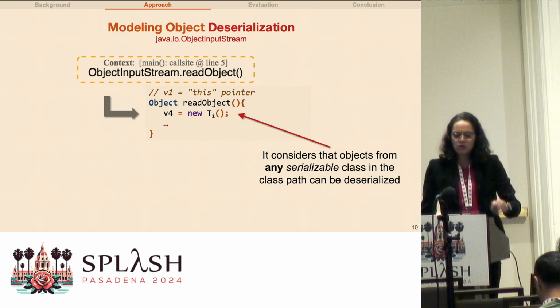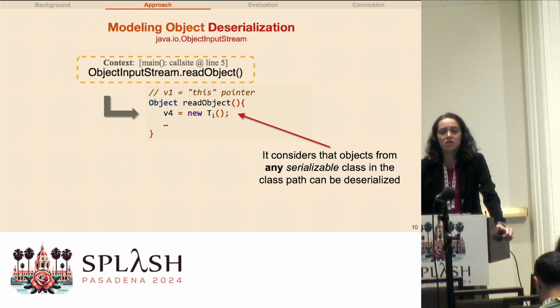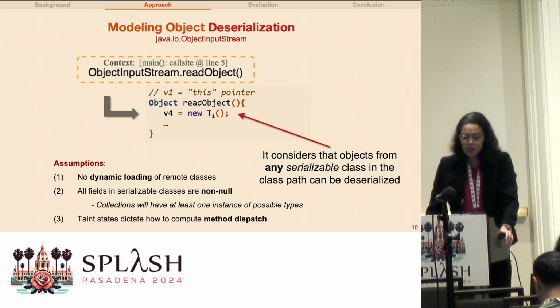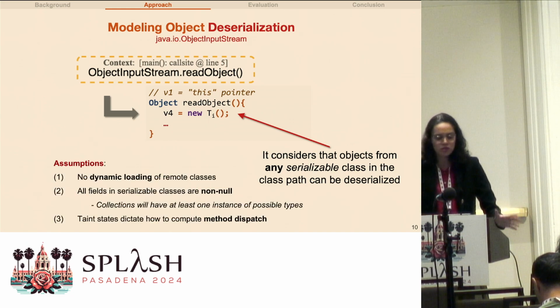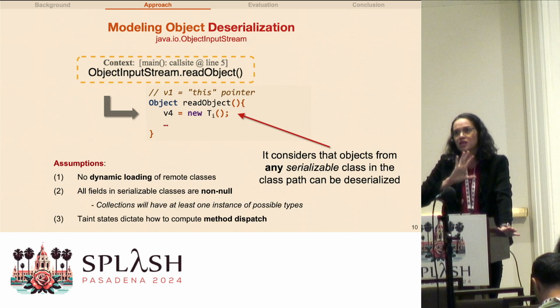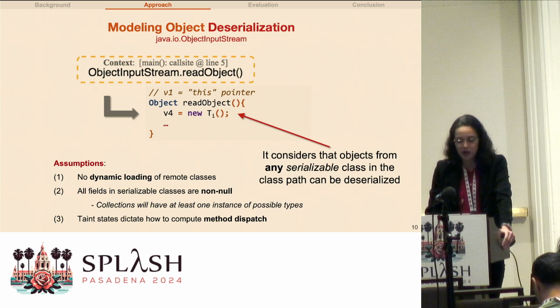Basically, when you're reading an object in your program, we soundly assume that the object can be any serializable class in your class path, including your application classes and library code. Any of those data types are possible to be read here, okay? We also make a few assumptions. One assumption is that we don't assume that you're going to do dynamic loading. So only the classes that we observe in the class path are the possible data types to be read.